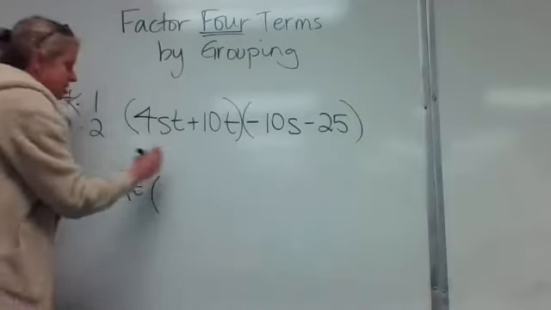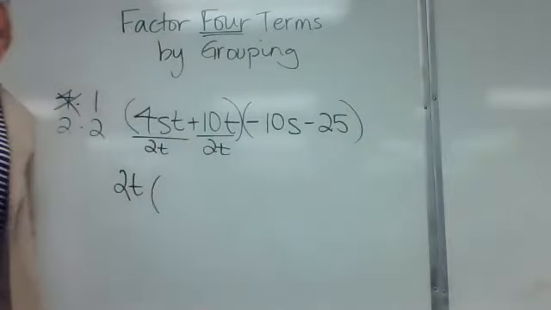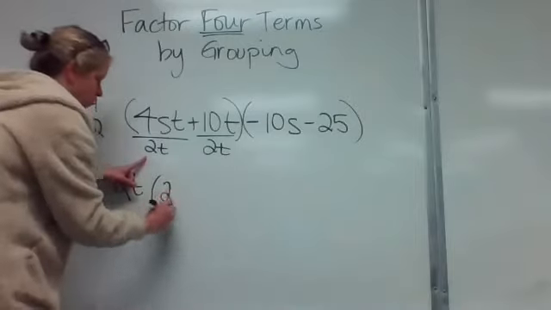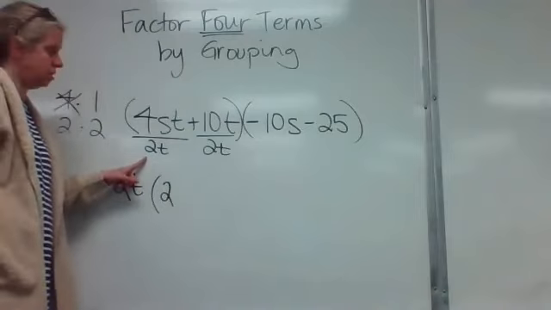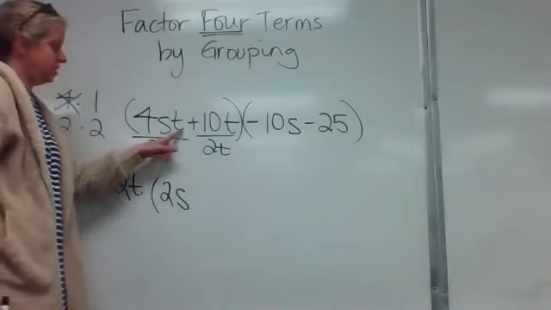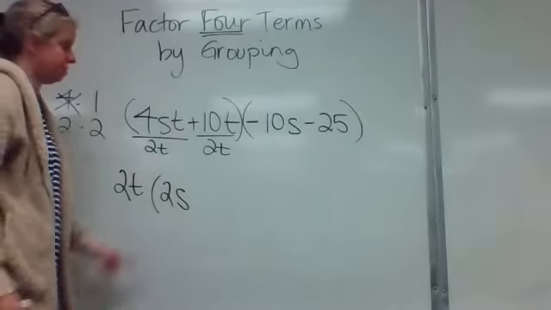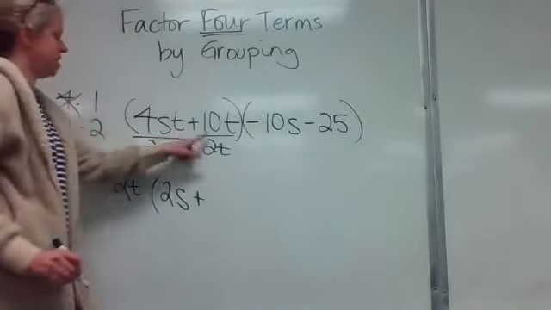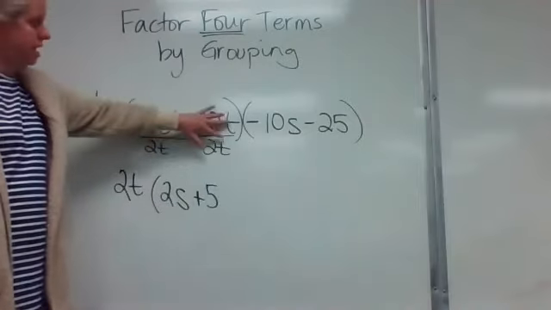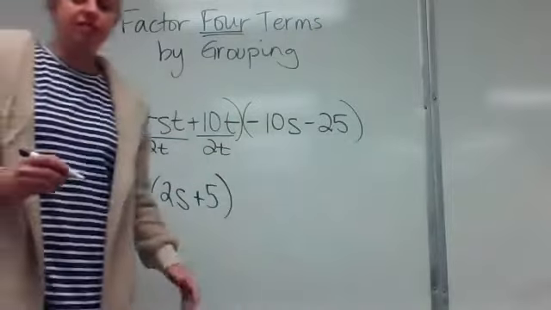Put in parentheses what's left, which means divide them both by what you just pulled out to see what's left. So let's see, 4 divided by 2 gives me 2. I had an S and I didn't take out any S, so I still have an S. But I did pull out that T. Plus 10 divided by 2 gives me 5. And I did pull out the T, so I don't have any T left. So 2S plus 5 is what's left in this parenthesis.